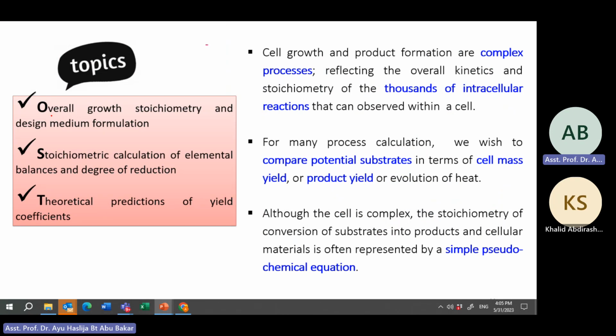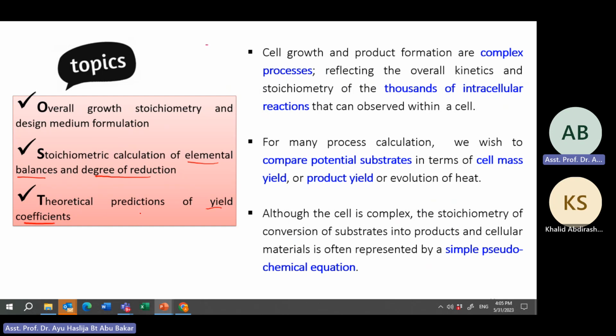Now, this subtopic will cover the overall growth stoichiometry and design medium formulation: how much of your substrate is required to produce the required product. Then the third calculation of elemental balance and degree of reduction. These are all just simple calculations, but you need to grasp the important info. Okay. So the third one will be the theoretical prediction of yield coefficient.